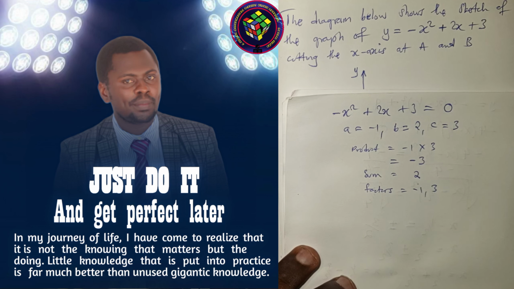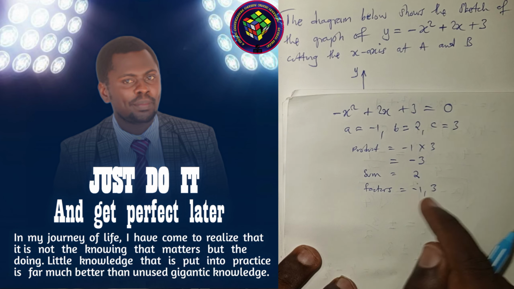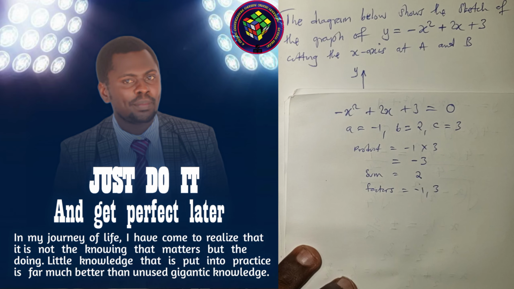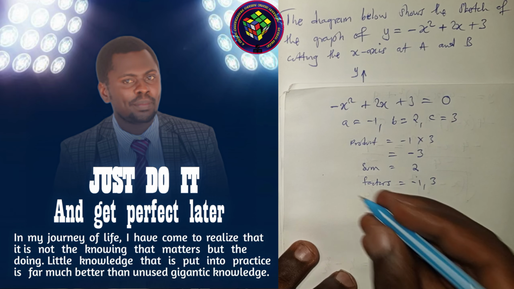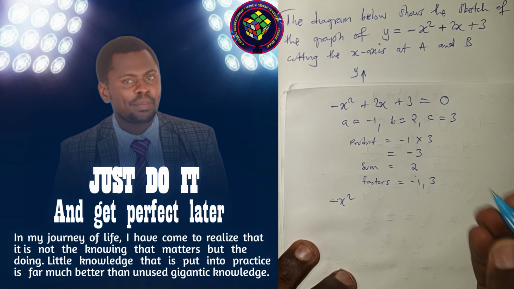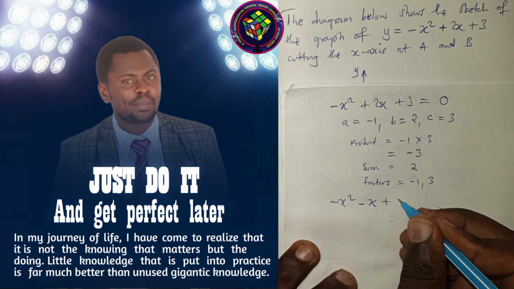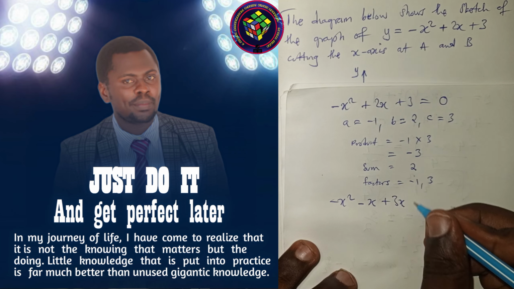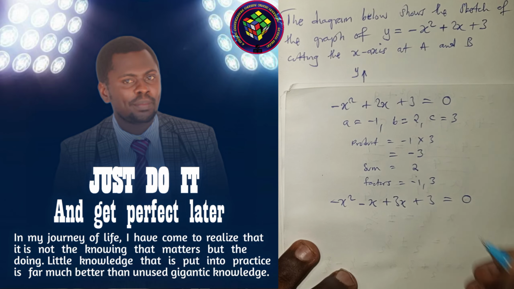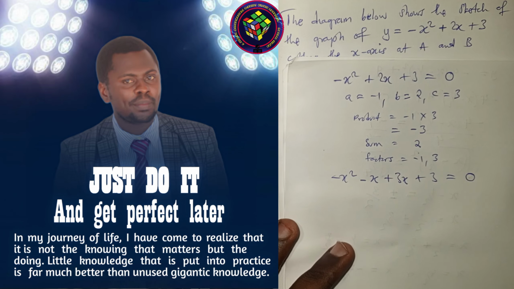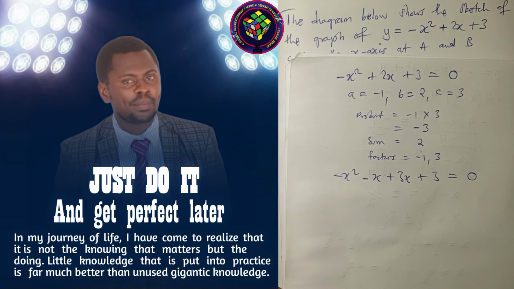Okay, so these factors are the coefficients of x. So where there is 2x, we are going to replace with the 2 factors. And so we have minus x squared, and where there is 2x, we are going to have a minus x plus 3x, then plus 3 equal to 0. Okay, then we can factorize by grouping terms.